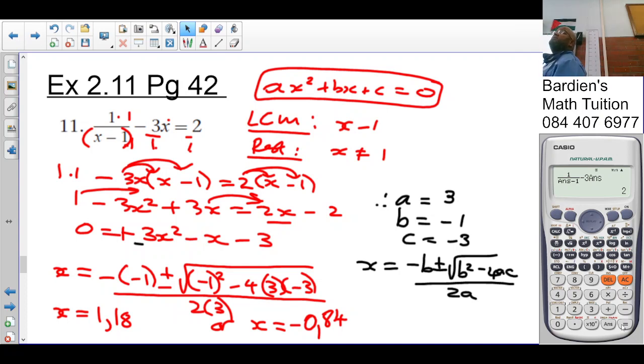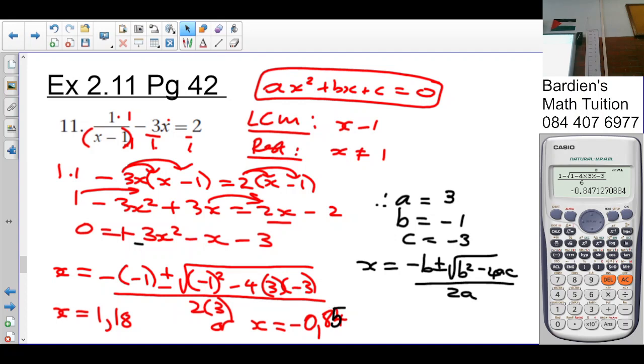Yes, Michael. Negative. You are absolutely correct. Negative 0.85. Thank you. Otherwise, you would have lost the mark, no? You're not rounding off properly. Right.